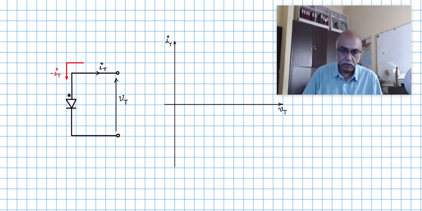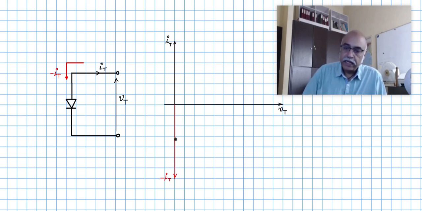So minus IT will flow through this PN junction diode. Let us mark it on the IV graph. So the axis will be like this. It is on the negative part because the current flowing into the anode, cathode, or the PN junction will be the negative part here, and let me mark that as the minus IT current.